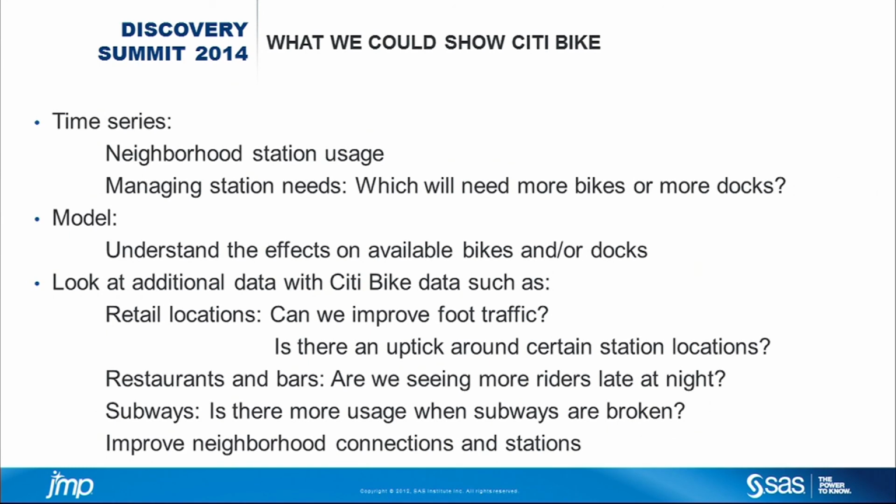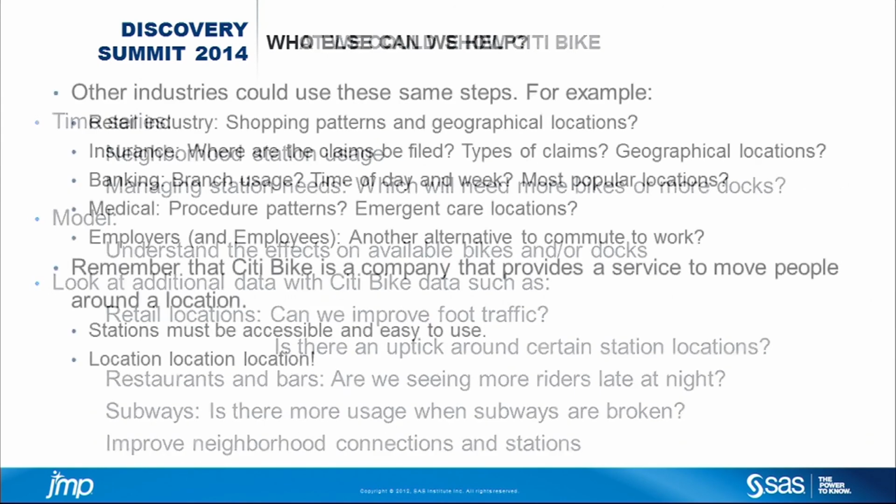Was there more usage if we had the data from the subway maps, or when subway outages were? Could we determine how that influenced bike ridership? So there's a lot of information out there that we could pull in and look at if we had the time and City Bike wanted to pay us.